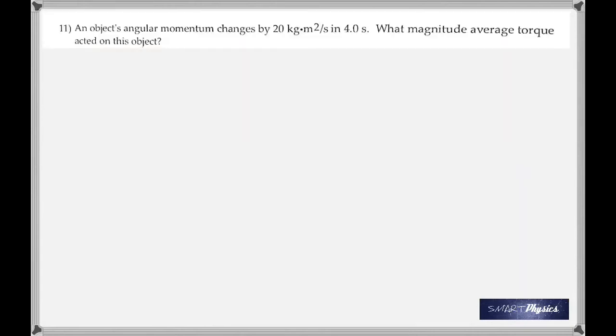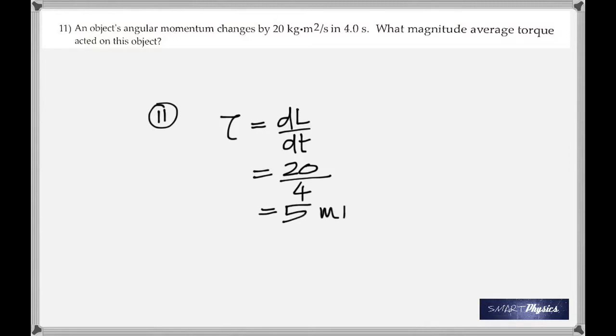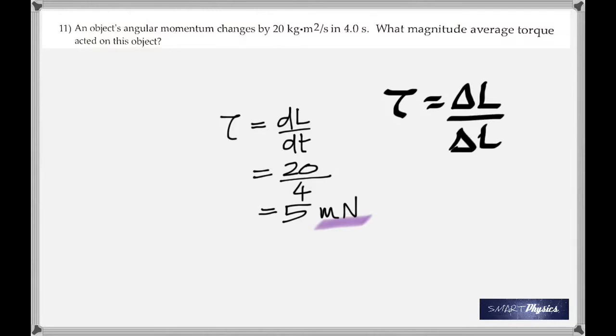In the next question, the object's angular momentum changes by 20. So that's the change in angular momentum and the time. You got to find the average torque. Average torque is given by change in angular momentum divided by time. Delta L by delta T, change in angular momentum is 20 and the change in time is 4. So you get the torque as 5 meter Newton. Remember, it's the same as writing it this way. Torque is delta L, which is change in angular momentum by time.